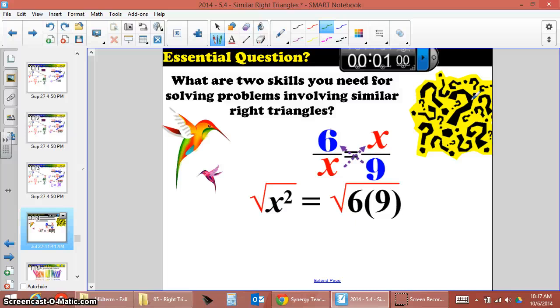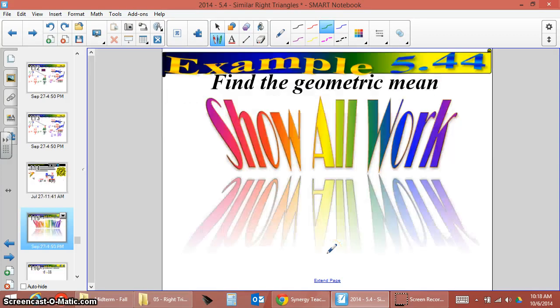All right, now your essential question. What are 2 skills you need for solving problems involving similar right triangles? The hints are right here. What is this called? And then what is this called? Okay, so you've got to be able to simplify and cross product. I just gave it to you.